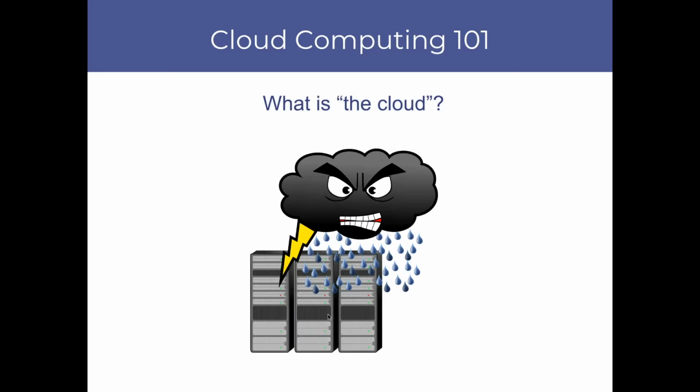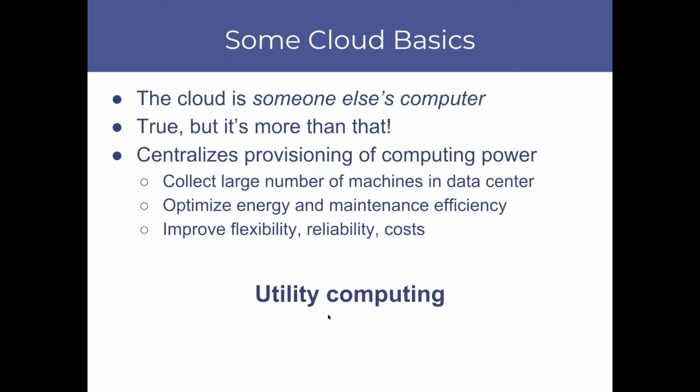So what is the cloud? Here's some cloud basics. Okay, so what is a cloud? The cloud has been described as someone else's computer, which is true, but it's much more than that. The cloud centralizes provisioning of computing power, which means that somebody has gone through the effort of collecting a large number of computers in a single data center and optimizing their energy usage, the efficiency and the maintenance procedures to provide improved flexibility, reliability, and reduce costs. In other words, the cloud turns computing into a utility, much like our electrical utility.